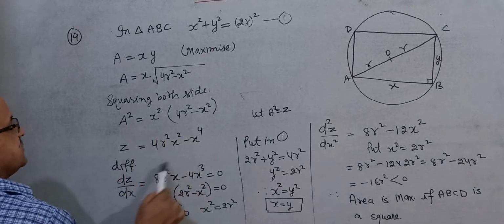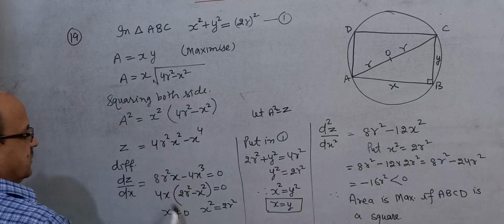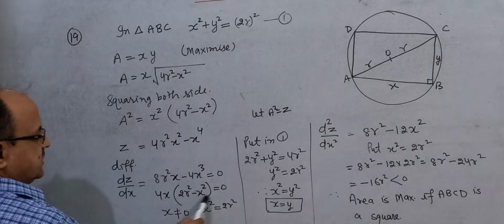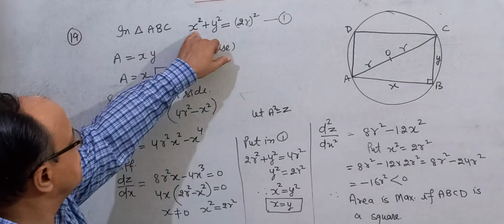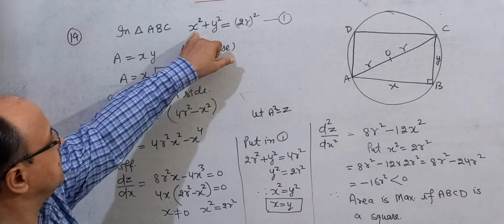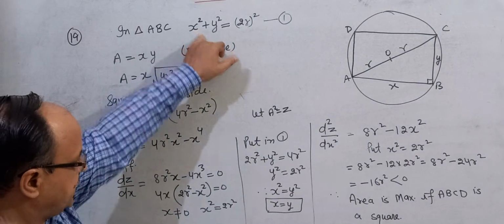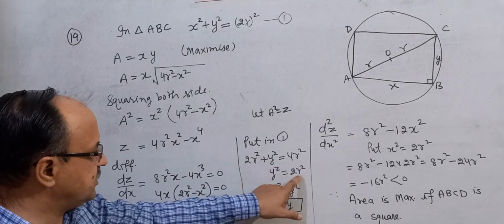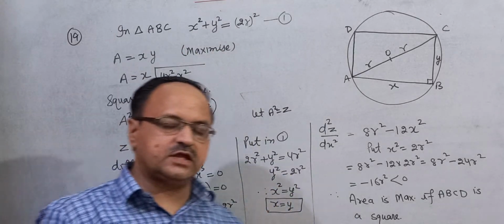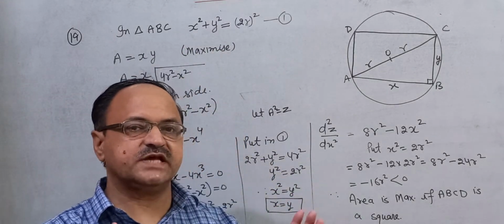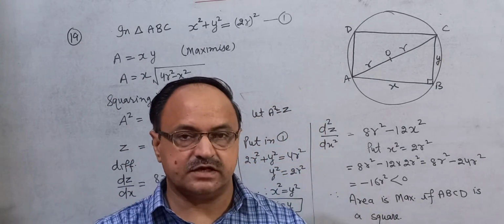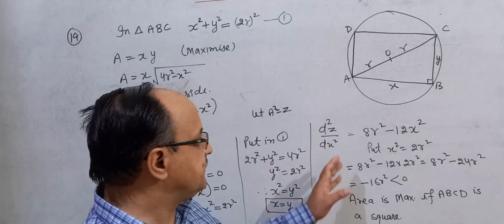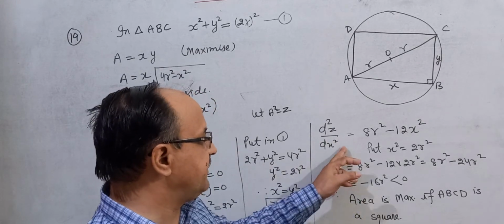Now differentiate both sides with respect to x. After that put the derivative equal to 0. The result is x square is equal to 2r square, and put x square is equal to 2r square in this equation. From here you will get y square is equal to 2r square. On comparing, x square is equal to y square, it means x is equal to y. Therefore you can say ABCD is a square.